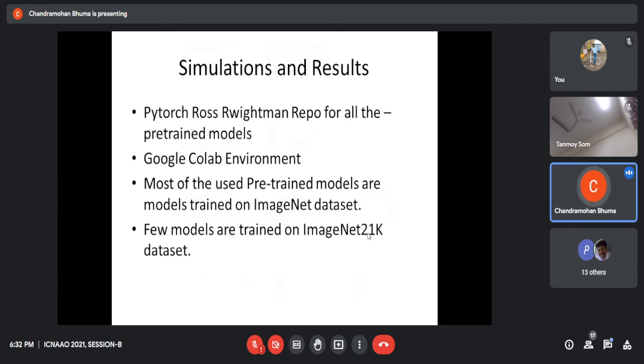I have used the PyTorch framework, which is basically a Python-based deep learning library. The repository that I have used for all the pre-trained models is Ross Wightman's repo, in the Google Colab environment.